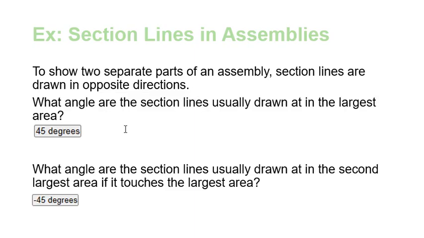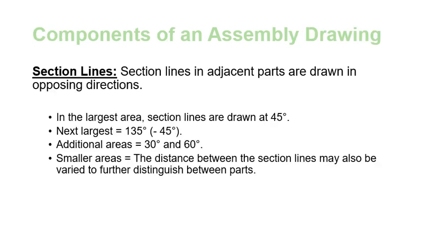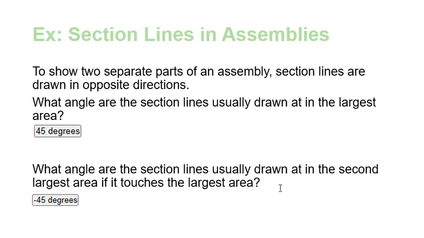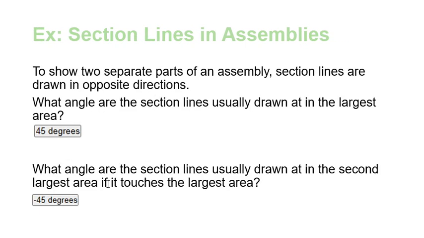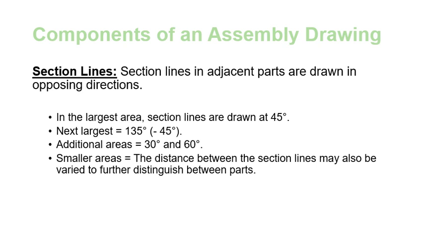So it's asking, what angle are the section lines usually drawn at in the largest area? We already learned right here, 45, go 45. Then, what angle are the section lines usually drawn at in the second largest area? The second largest area is going to be minus 45 or 135. So we go the minus of 45 degrees. Minus 45 degrees is 135 degrees anyway. It's kind of like a 90, and then minus 90 on the opposite side of it. That's what we're talking about.